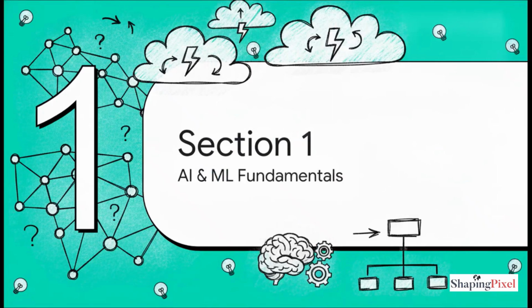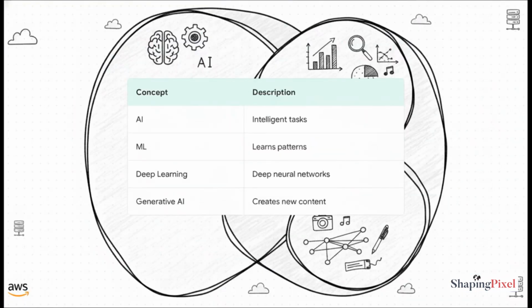Section 1, AI and ML Fundamentals. Now, exam questions absolutely love testing the strict boundaries of these core domains, so keep this hierarchy locked in your mind. AI is the big, broad umbrella, which can actually include rule-based systems with zero learning component at all. Then, sitting inside that umbrella, we have machine learning, which relies on data to learn patterns and make decisions.